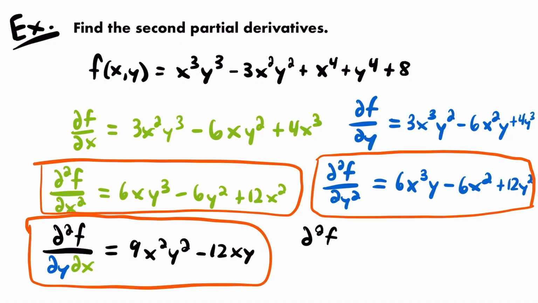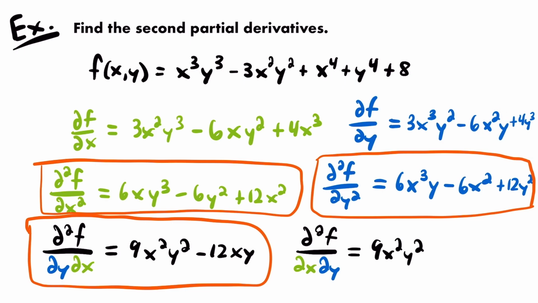We'll have d squared f divided by dx dy. All right, and so let's take a partial derivative with respect to x of df dy. And so looking at the first term here, treat y squared as a constant and differentiate x cubed. Multiply that 3 down, subtract 1 from the exponent, and you'll get 9x squared times y squared.